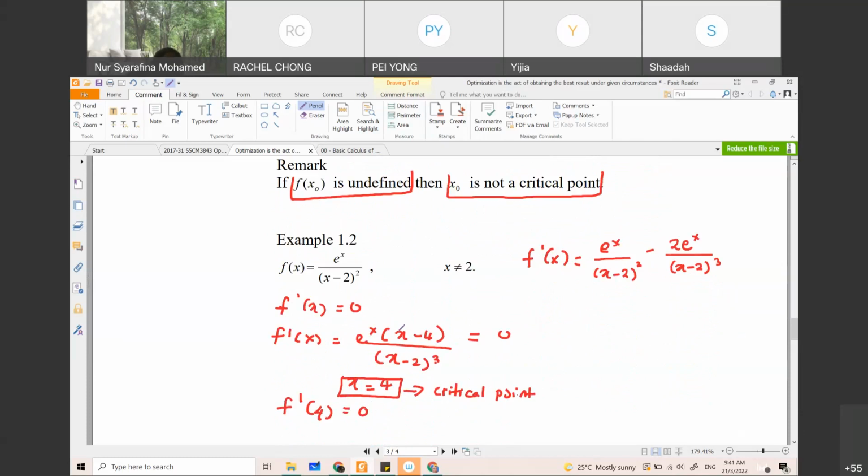Okay, but if you use this x equals 2, f prime at 2 is undefined. So this 2 here is not a critical point.